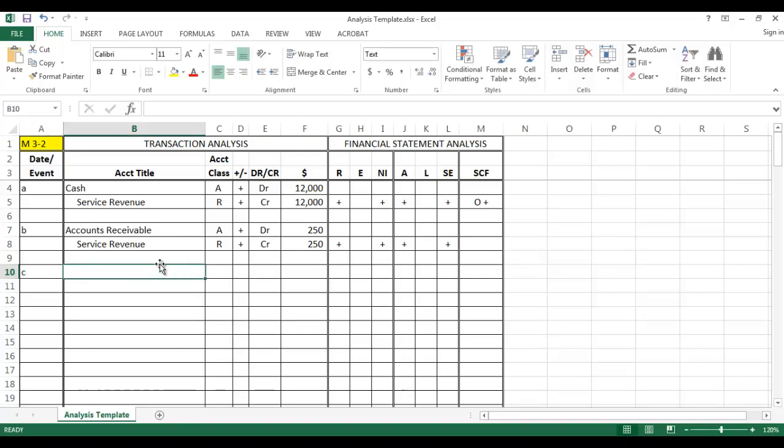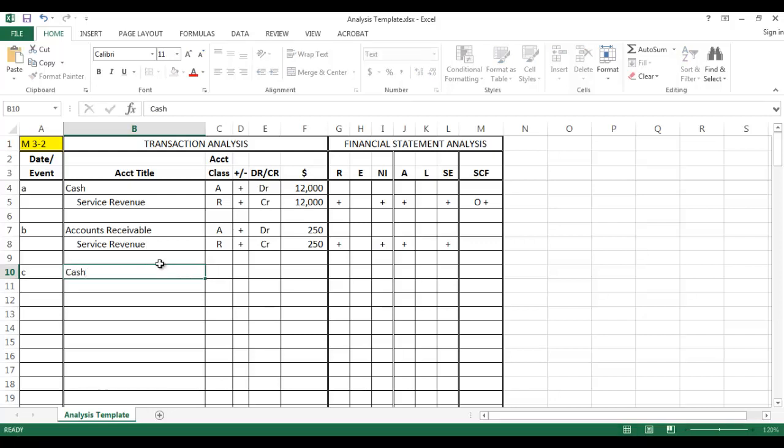Moving on to the third one, letter C states that the men's and women's bowling leagues gave Bill's advance payments totaling $1,500 for the fall season that starts in September. So the season has not started yet. We're collecting cash in advance payment for that season. So we've done no work. We're not going to record revenue. Let's talk about what we will record.